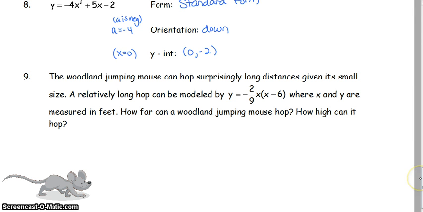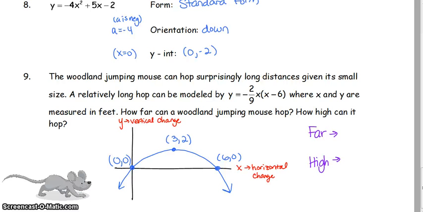Last problem, our application problem, and we've got a jumping mouse, and it has long distances for such a small size, and we've got an equation that's going to model its jump. X and y are measured in feet. How far can the woodland jumping mouse hop? How high can it hop? So your first order of business is to graph this equation. So what I want you to do is graph your parabola, find your vertex, and find your x-intercepts.